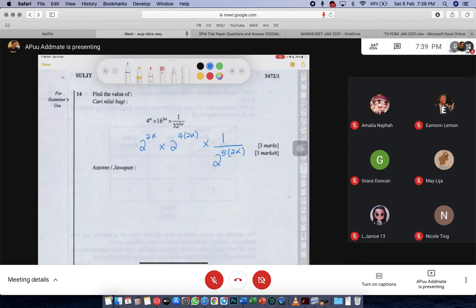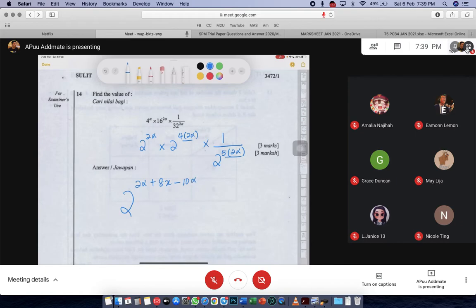Alright? Okay. So now, what happened now? Can we group all the indices together? Because you have multiplication and you have division, I think you can do something with the indices. If multiplication, you add. If division, you subtract, right? So what happened now is that I can have 2 as the base, 2 alpha plus 4 times 2 is 8 alpha. Then minus 5 times 2 is 10 alpha.